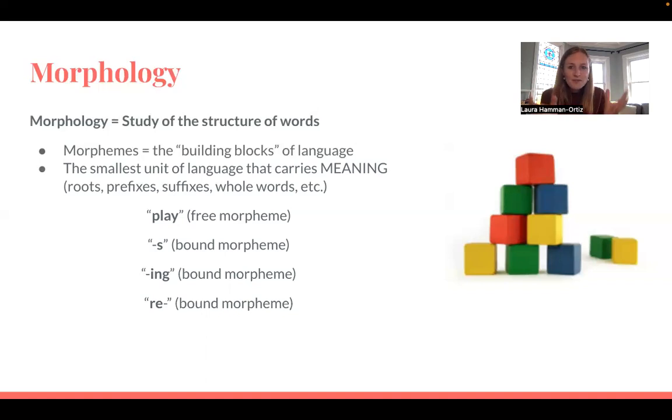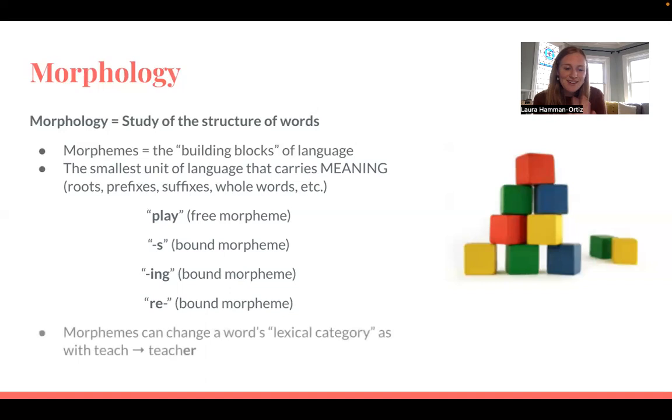All right, so morphology is fun because it's all about how we put units of meaning together to make words. So you can imagine there's a lot you can do to play with language that involves thinking about morphemes. Morphemes can also change a word's lexical category, which was mentioned in the reading. So the word teach, when you add the morpheme er, it becomes teacher. So we've gone from a verb to a noun.